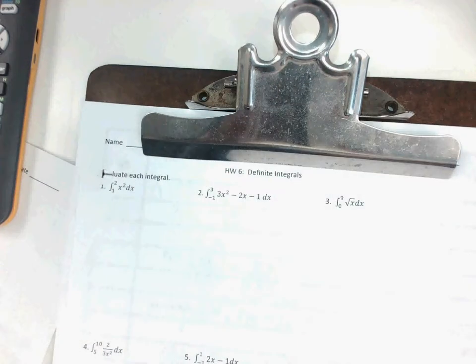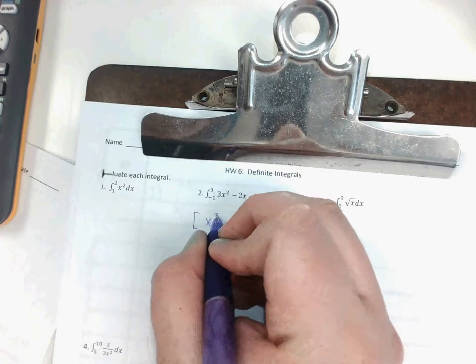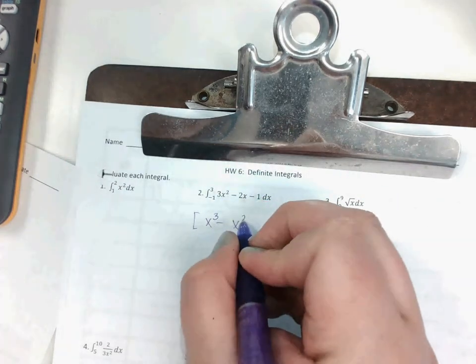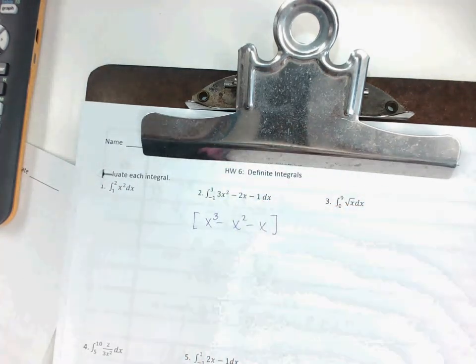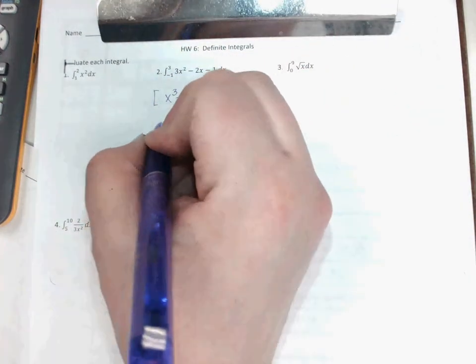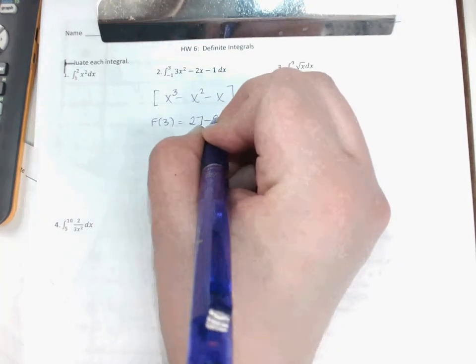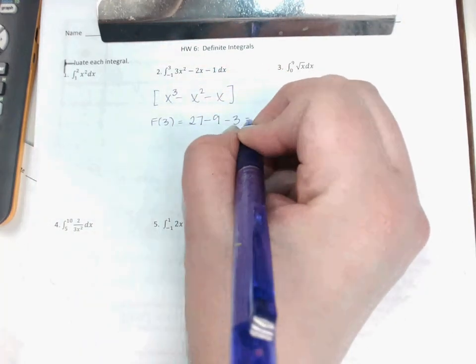Miss, my answer is wrong. Which one, number 1? Number 2. I got 14. Like, I got 17. Okay, so it should be x cubed minus x squared minus x. Then you would have plugged in 3 on top. You'd have 27 minus 9 minus 3 gives you 0.